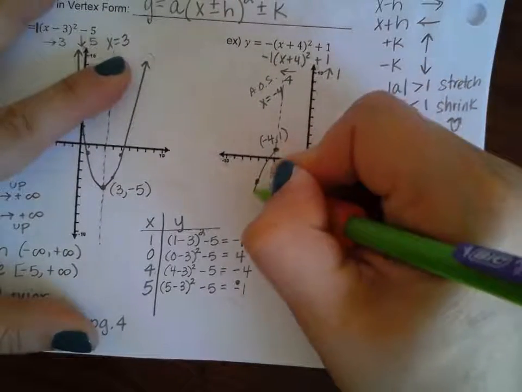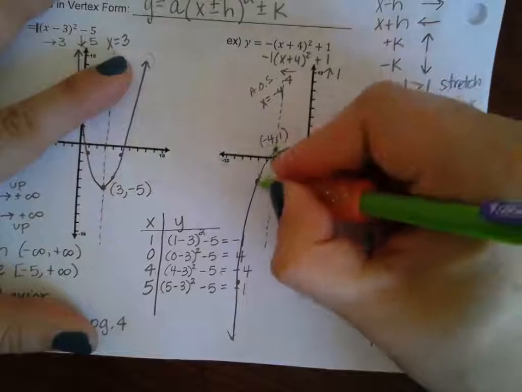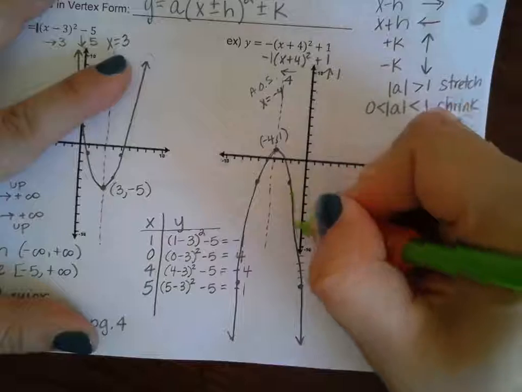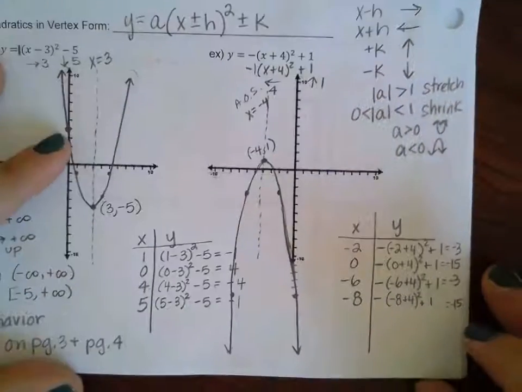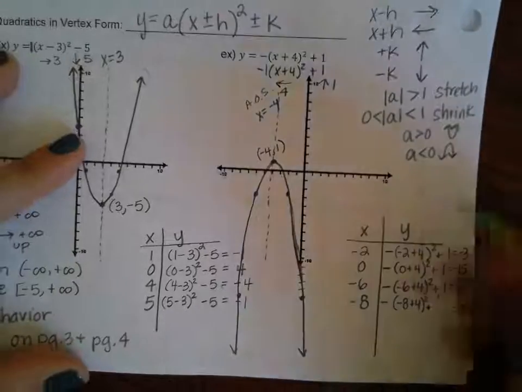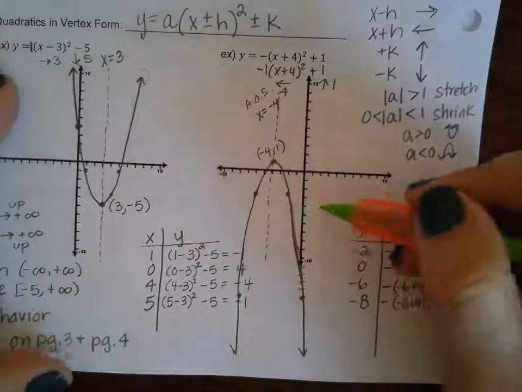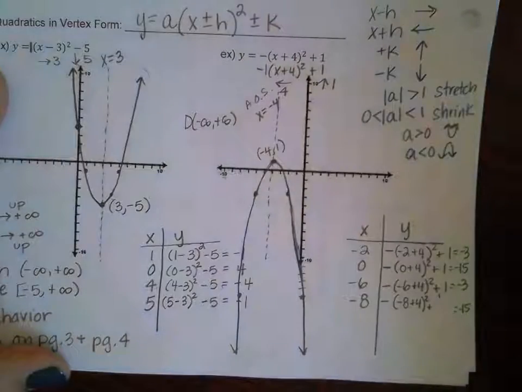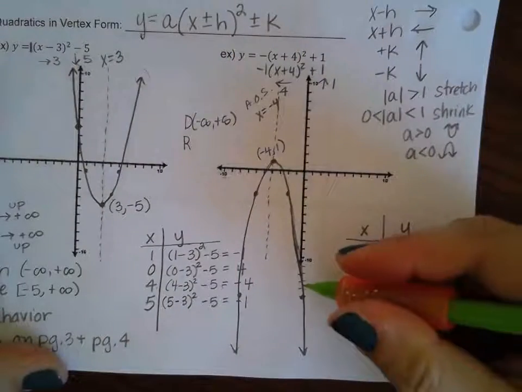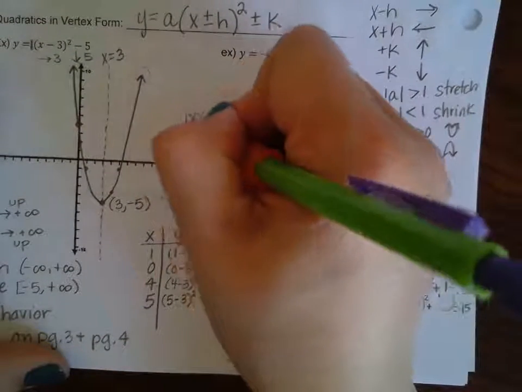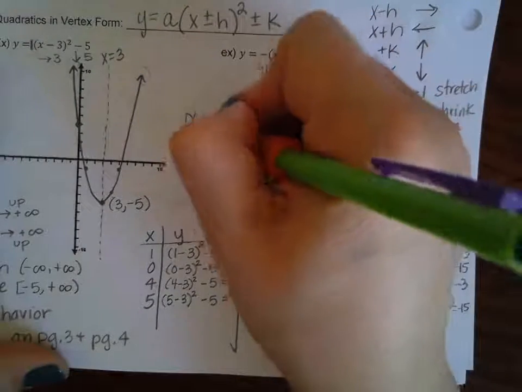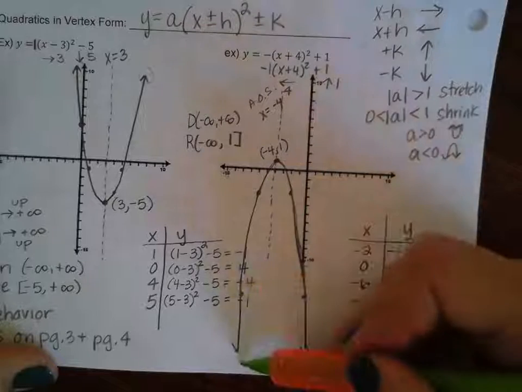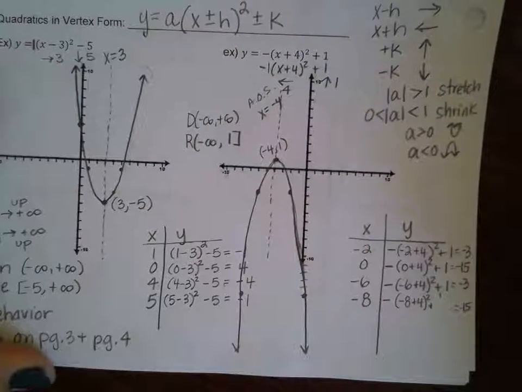So we're going to have a face down parabola. Try to make your curve as round as you can, like so. Make that a little bit nicer. And there's your parabola. Your domain for this will be negative infinity to positive infinity. Your range, now this one's flipped upside down, so your range for this one will be negative infinity up to 1. And your end behavior will be going down to negative infinity for both of these, down to negative infinity.